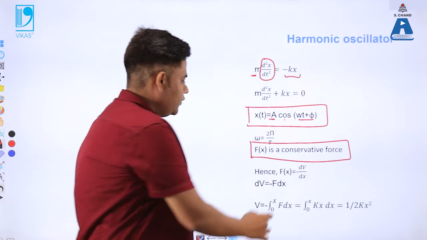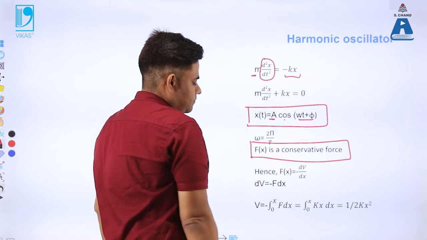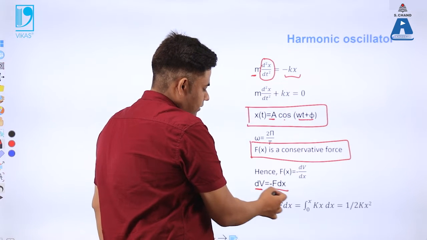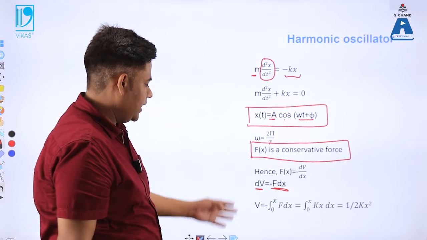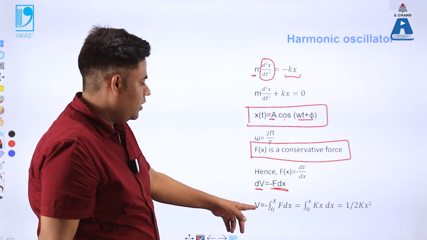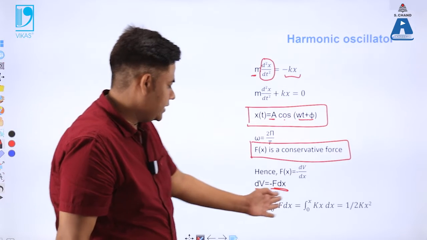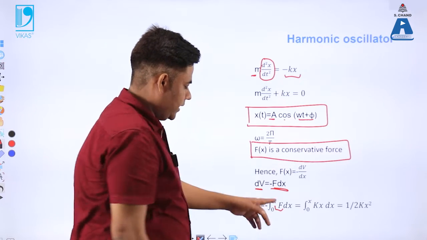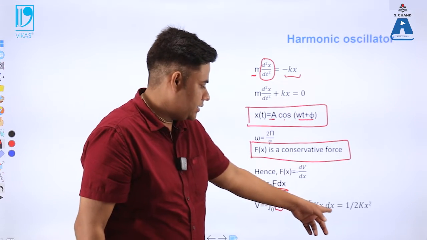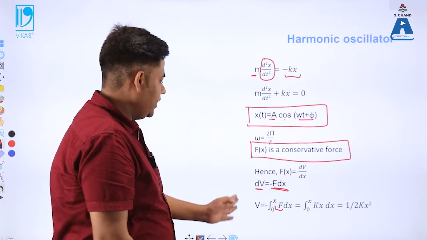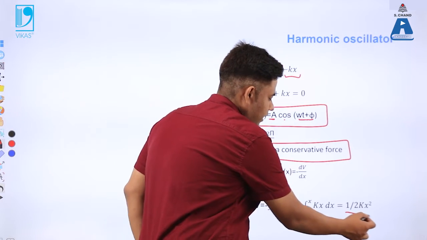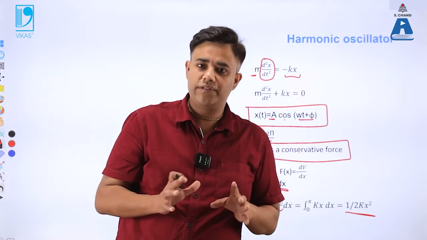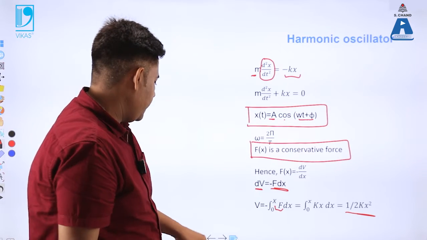Now we know that force is minus dV by dx, and if we want to find dV from this expression, I will get minus F dot dx, and when I integrate it from 0 to x, I will get this particular expression. So I have told you that F(x) equals minus kx, so minus into minus is positive, so plus kx into dx from 0 to x. When I integrate and solve, I will get the value half k x square. That means I will have this value of energy associated with the particle as half k x square.